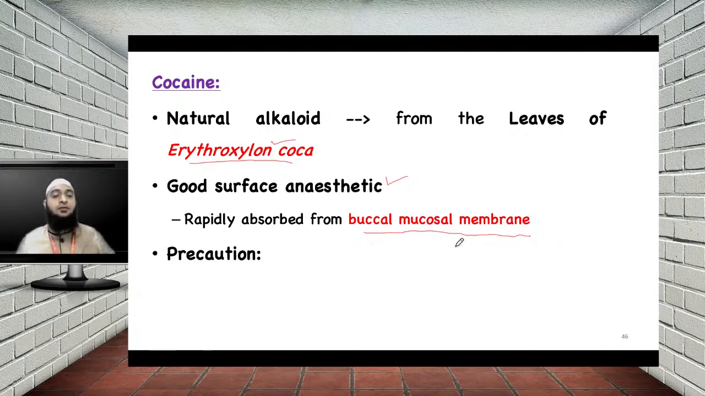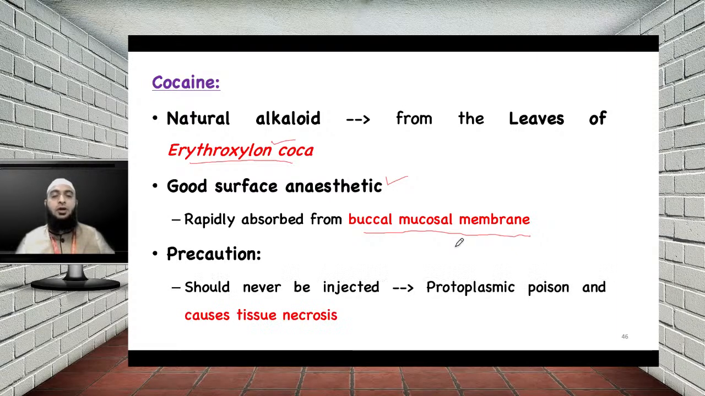So it is a good surface anesthetic. But there is a precaution with cocaine. Cocaine cannot be used for regional anesthesia. Regional anesthesia is when you give an injection at a particular area. Okay, so in case of cocaine, it should never be injected. It cannot be used for regional anesthesia. It can only be used as a surface anesthetic agent.